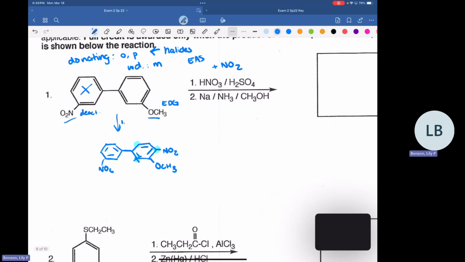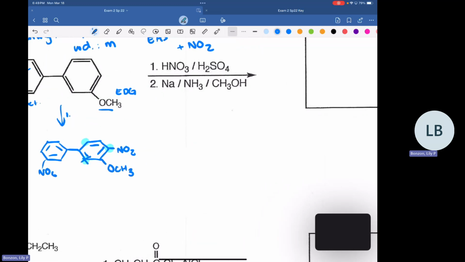All right. And then we've got NaNH3 and methanol. And so this one is going to be our Birch reduction. And so Birch reduction is a little bit funny. It turns a benzene into a cyclodiene. And so keep in mind that we want our withdrawing groups.